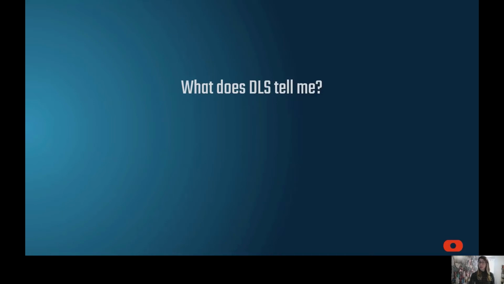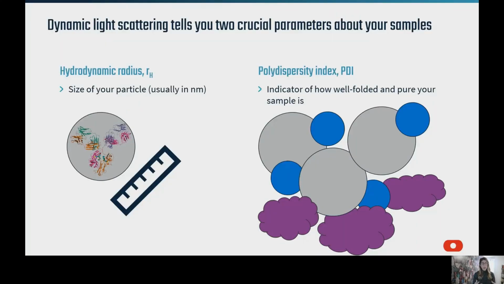So what does DLS tell me? DLS experiments are probing light scattering, and they provide information related to the size of your particles. So you get information on the hydrodynamic radius, as well as information on the polydispersity index, or the PDI. And the polydispersity index tells you how well your proteins are folded, or if they're starting to unfold or oligomerize. And it will also tell you if you have any aggregation or other contaminating particles in your sample solutions.